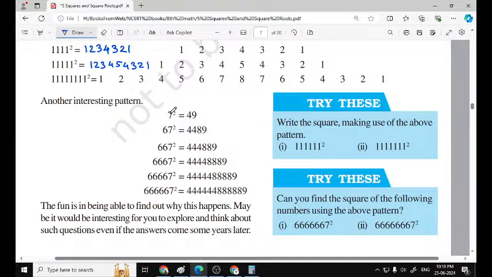Another interesting pattern. 7 square is 49. 67 square is 4489. 667 square is 444889. So observe the pattern. Here we have 6 2 times, then 4 is 3 times, 8 is 2 times and 9 is once. Here we have 6 3 times, so 4 4 times, 8 3 times and 9 once.